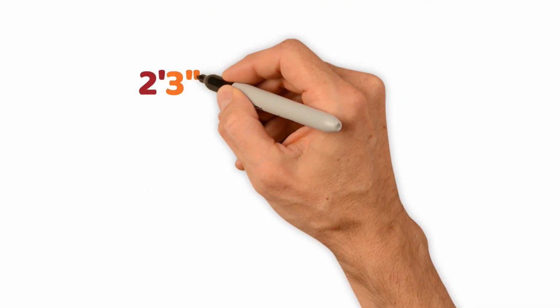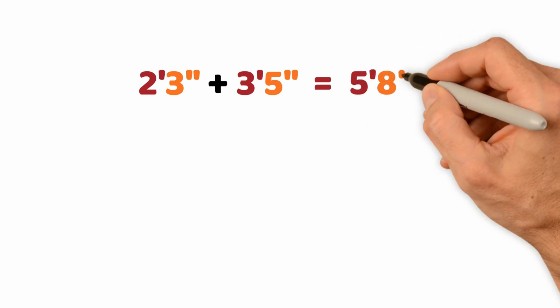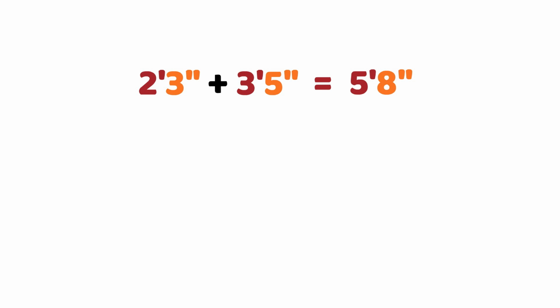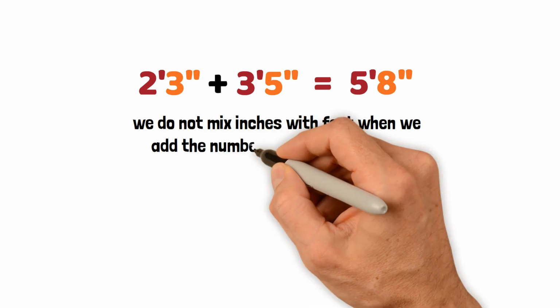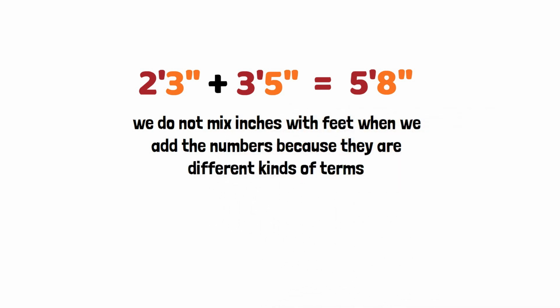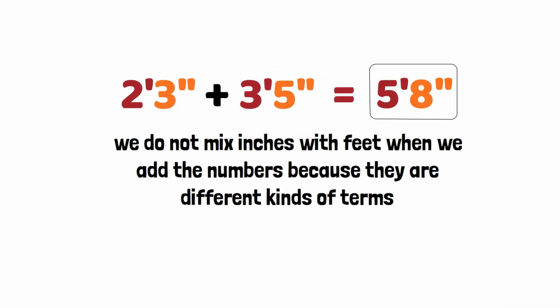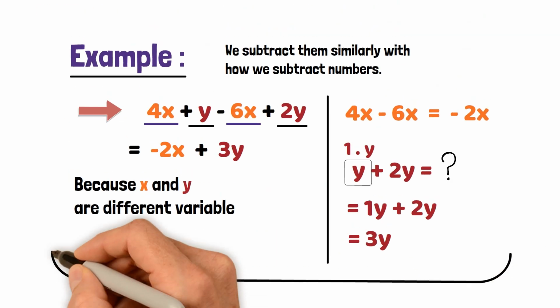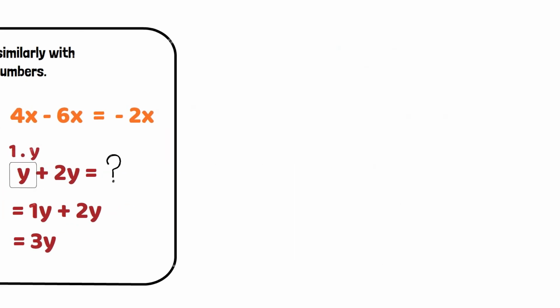Suppose we wanted to add 2 feet and 3 inches with 3 feet and 5 inches. When we combine these lengths together, the answer is 5 feet and 8 inches. We can combine the feet with the feet and the inches with the inches, but we do not mix inches with feet when we add the numbers because they're different kinds of terms. Our final answer is 5 feet and 8 inches, and we can't simplify this any further. This is a similar idea with combining like terms in algebraic expressions. This is why we combine like with like only.